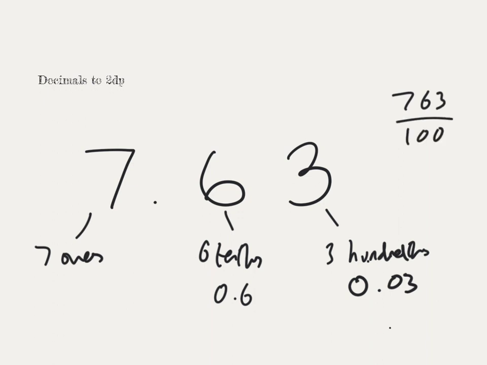Or I could have it in 10 pence coins. I'd have 70 10 pence coins to make the £7, and 6 10 pence coins to make the 6 tenths, and then 3 1 pence coins left. So I'd have 76 10 pence coins and 3 1 pence coins. Or I could have 763 1 pence coins, or 7 pound coins, 6 10 pence coins, and 3 1 pence coins.